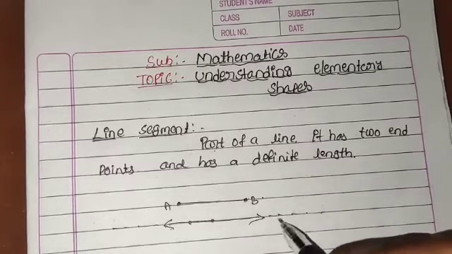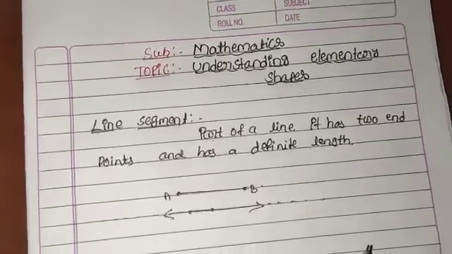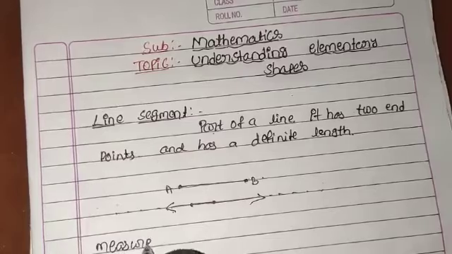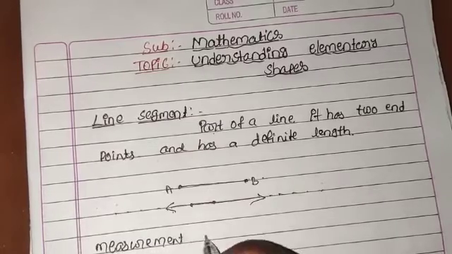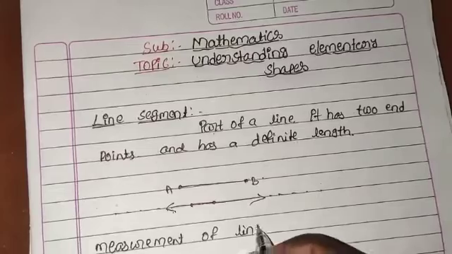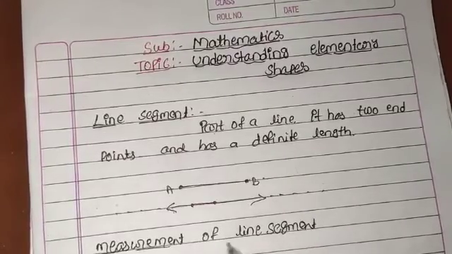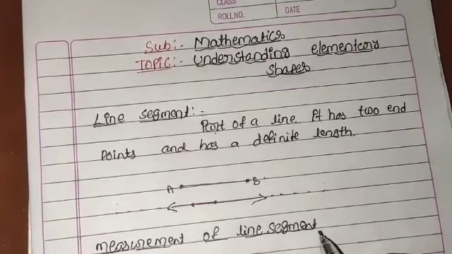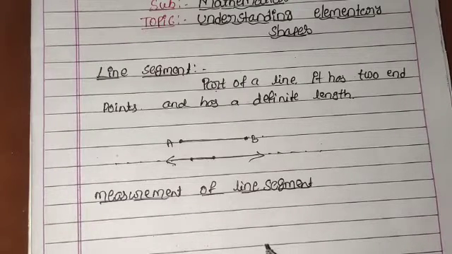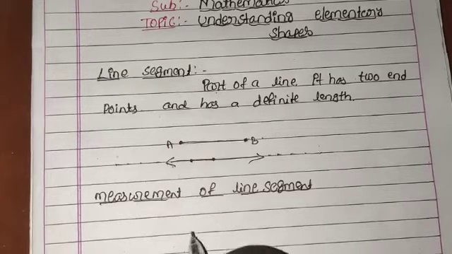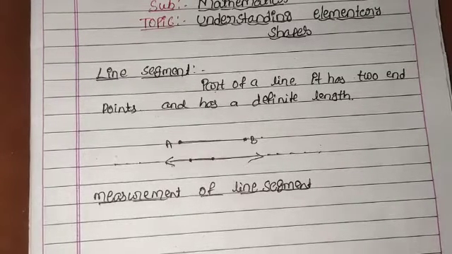Then how do you measure the line segment? Measurement of line segment. A line segment is measured in meters, centimeters or millimeters. Let's see how the line segment is measured. The line segment is measured in millimeters or centimeters, and then meters also.